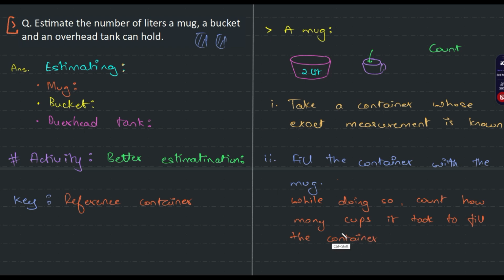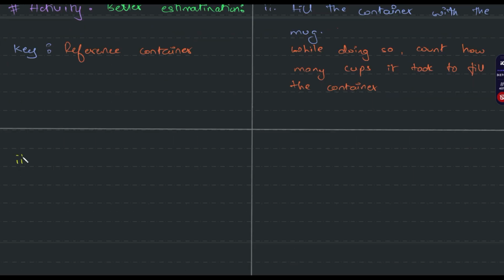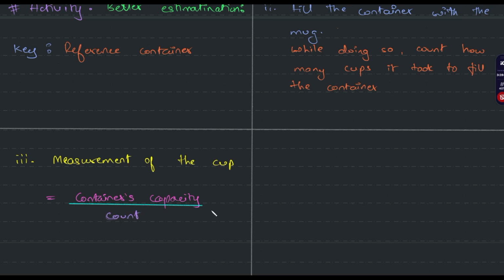Okay, guys. And finally, what do we do? Finally, we'll use the following formula. The measurement of the cup is given by the container's capacity divided by the count, right? We made a count, right? You divide with the count and that many liters.